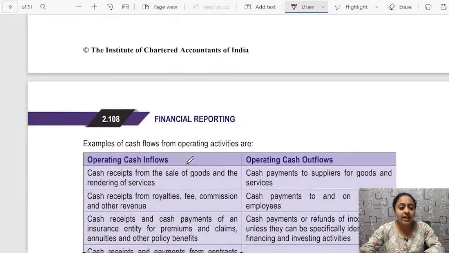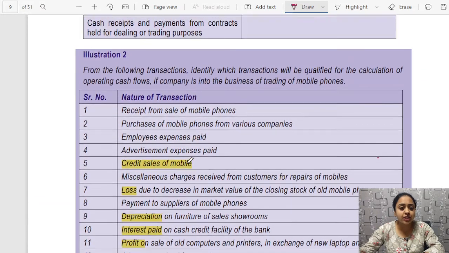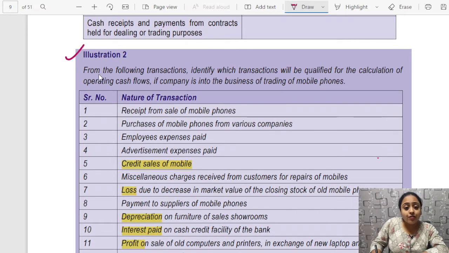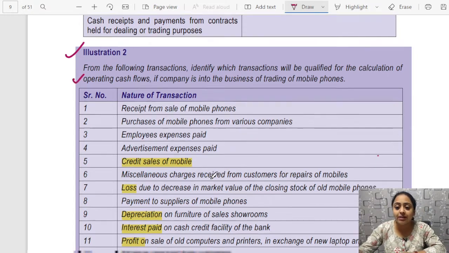We'll head towards the next question, illustration number 2. From the following transactions, identify which transaction will be qualified for the calculation of operating cash flow. Which will be operating cash flow if the company is into the business of trading mobile phones.